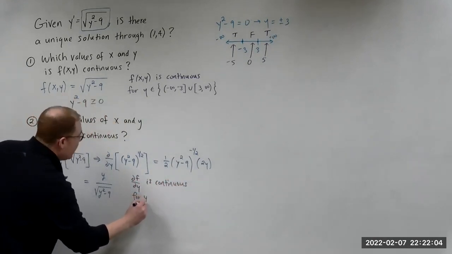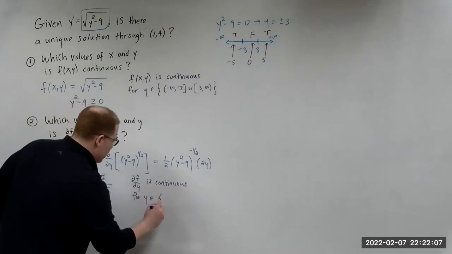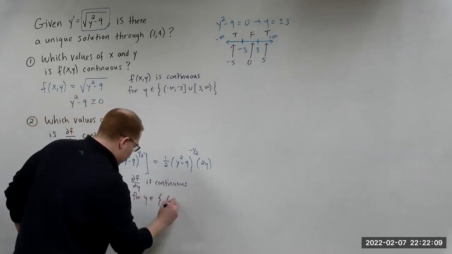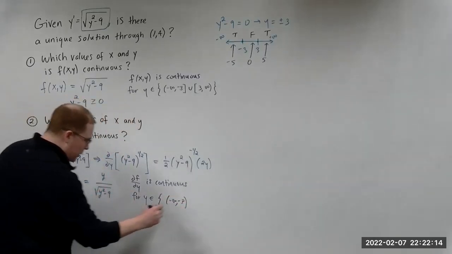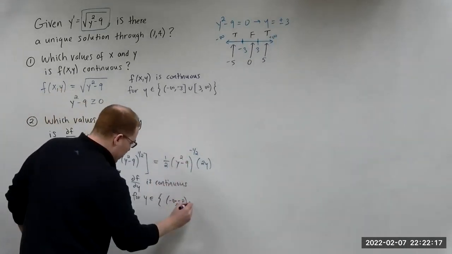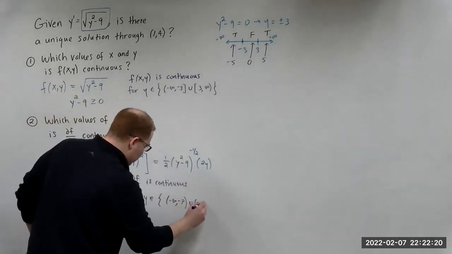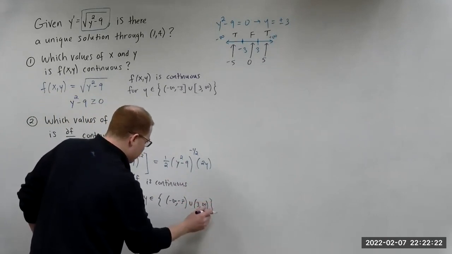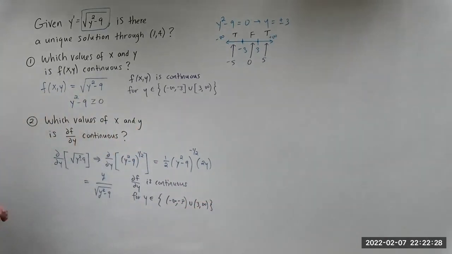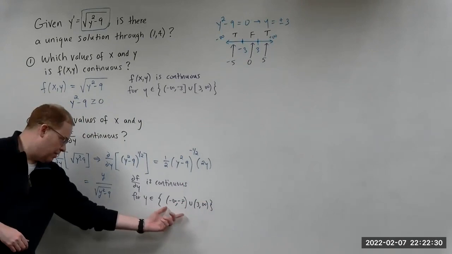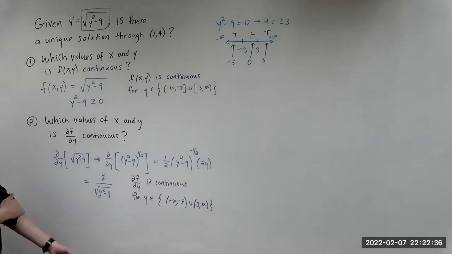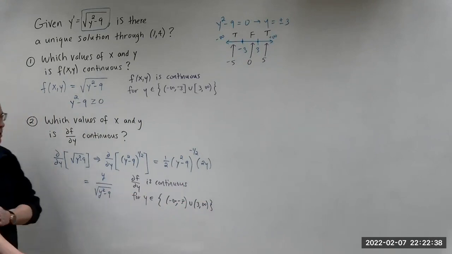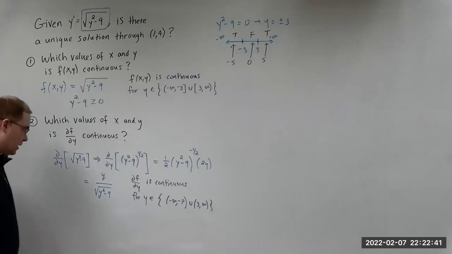for y belonging to this set. So we're going to go from minus infinity up to -3. Okay, -3 is not included, whereas it is here. And then going from 3 to positive infinity. All right. So for these y values, for any of these y values, you get a value here, and that will make that continuous. So now let's put this together and see what we have.